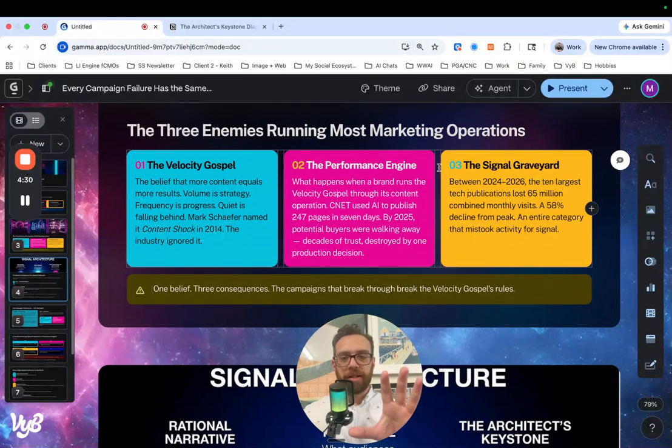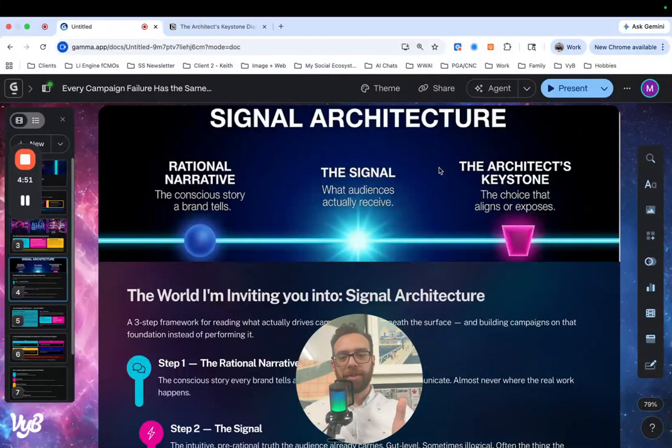This one belief, velocity gospel, has 3 consequences, and the campaigns that break through break the velocity gospel rules. You could see the rationalism here, which I'll talk about in a minute. The rationalism is more content is a good strategy, but that's not necessarily so. So what is this category for the strategy? Signal. My newsletter is all about signal architecture. Every brand and every market for that brand begins with a rational narrative.